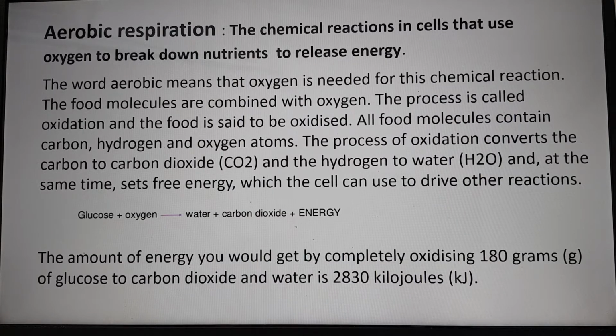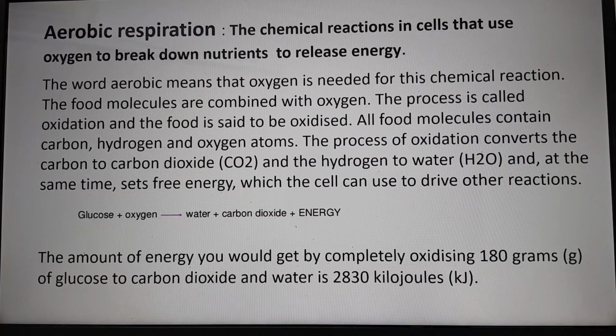The amount of energy you would get by completely oxidizing 180 grams of glucose to carbon dioxide and water is 2830 kilojoules. In the cells, the energy is not released all at once. The oxidation takes place in a series of small steps and not in one jump as the equation suggests. Each small step needs its own enzyme and at each stage a little energy is released.